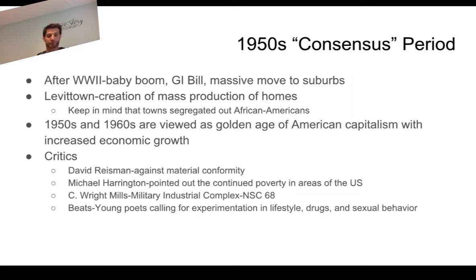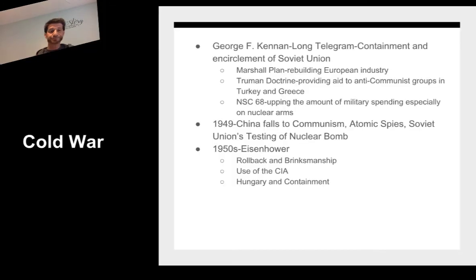And then there were the beat poets. The beat poets were young poets who said, you know something, this conformity is too stifling. We need to experiment in life, create our individuality. And they experimented in radical ways, including their lifestyle, with drugs, and with sexual behavior. That leads us into the Cold War because that really sets that large context for this criticism that's taking place.